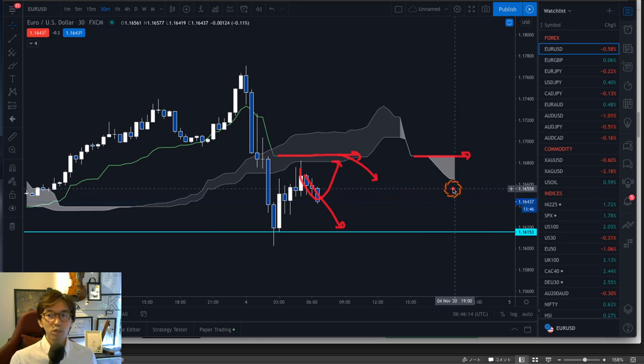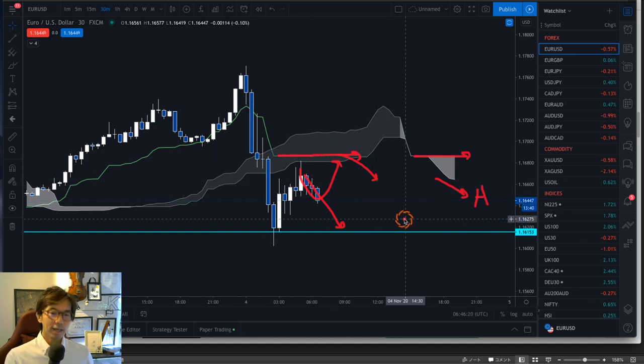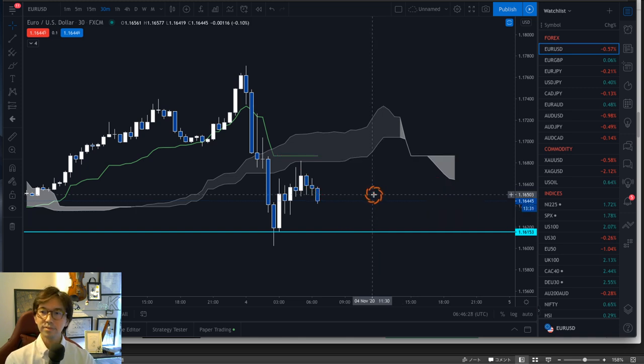And then Senko Span A is already down, so it's okay. So if I just capture this Kijun Sen down, then I will start to look for the sell chance finally. But if it doesn't happen, then I won't take any trades. So that's how I confirm this downtrend or uptrend, by looking at the higher time frames.